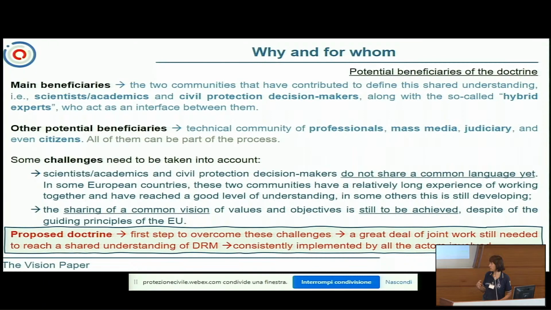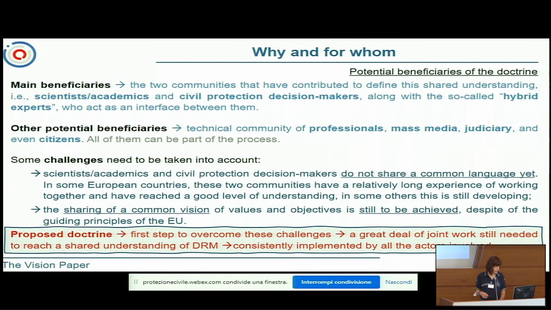Of course, there are some challenges, as we know. We have to take them into account. As we already heard, we do not share a common language yet. And there are some countries where this experience is already there. In Italy, we are working strongly on having a shared language among the two communities. But this is not in place everywhere.